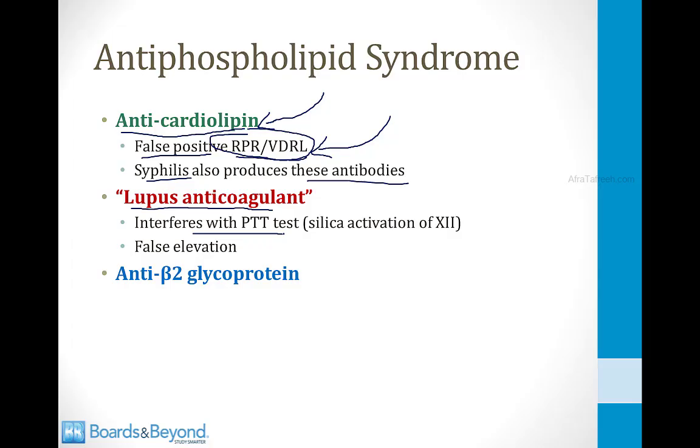they are anticoagulated. Recall that the PTT test involves silica activating factor 12 and activating the intrinsic pathway of coagulation. The lupus anticoagulant interferes with this test and yields a false elevation. We'll talk more about that on the next slide. And then the last antiphospholipid antibody is called anti-beta-2 glycoprotein.